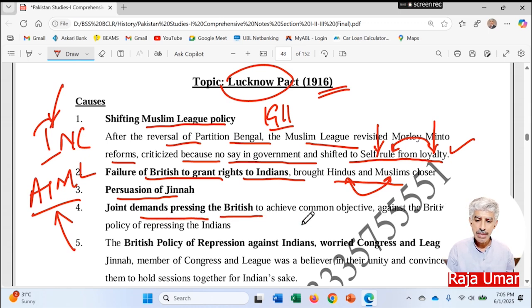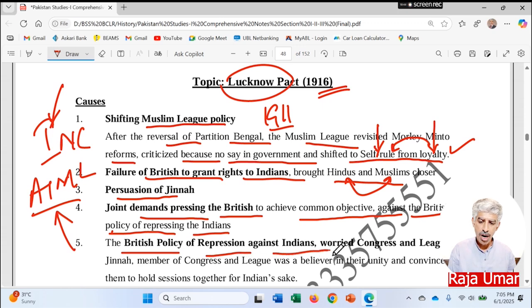Joint demands pressing the British to achieve a common objective against the British policy of repressing the Indians. So this is what I have said. Now a greater majority of the subcontinent, Muslims and Hindus collectively, had brought forward their demands. Those common demands brought greater pressure on the British to give more say and more political rights to the subcontinent in the coming years.